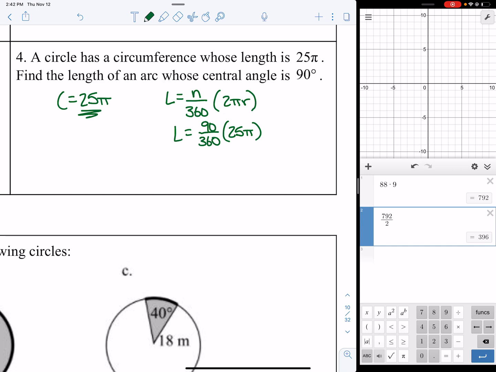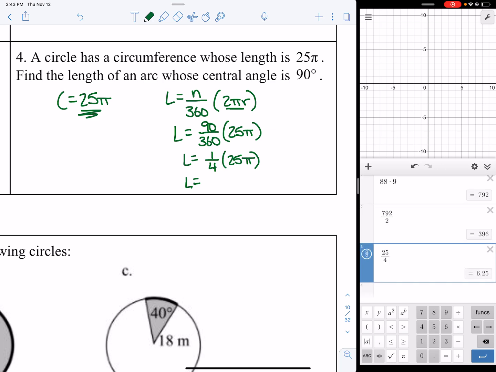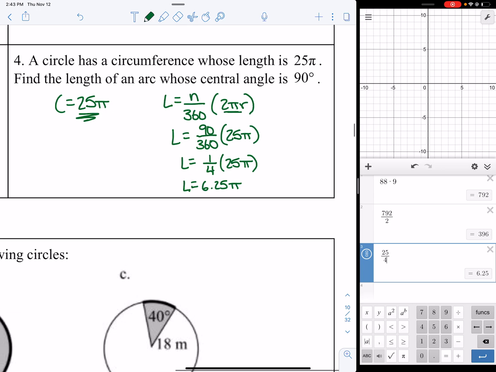So 90 over 360 is 1 over 4 when we reduce it. And then we have 25 pi was the circumference, which we plugged right into that formula. All right, so then 25 pi divided by 4. So we could either leave it as a fraction or just get a decimal. So let's do 25 divided by 4 is 6.25 pi. And that would be it.